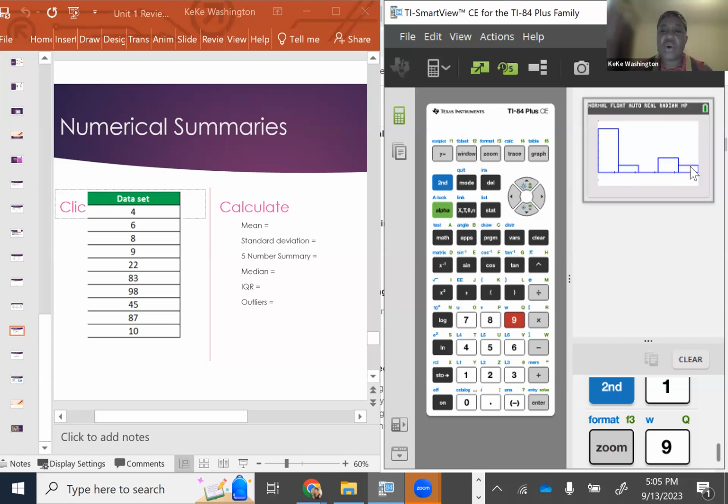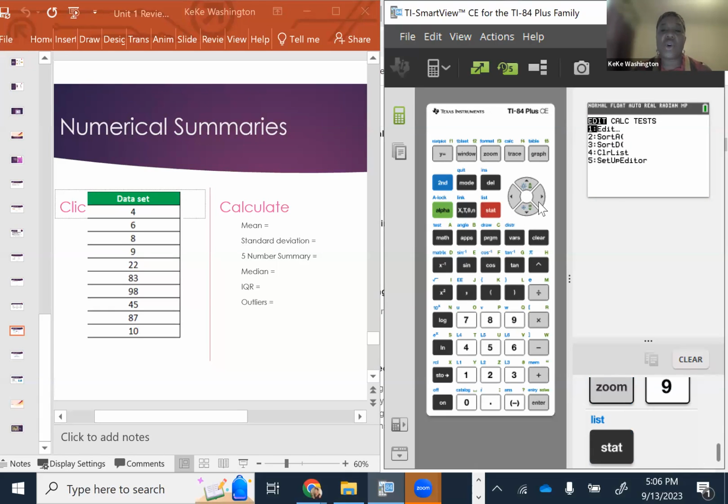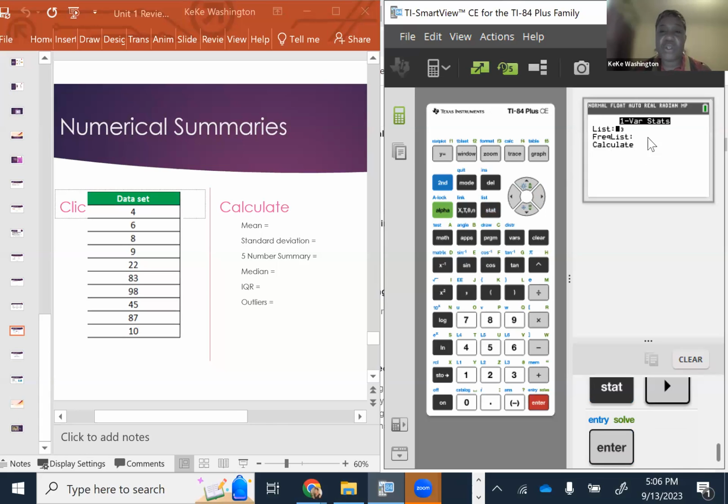Okay, so looking at that data set, here we have a skewed distribution. Because it's skewed, the median and the IQR are going to be the best measures of center and spread. So now how do we do our calculations? For all of our calculations, you go back to stat, scroll over to calc, press enter for one variable statistics because you just have one variable.